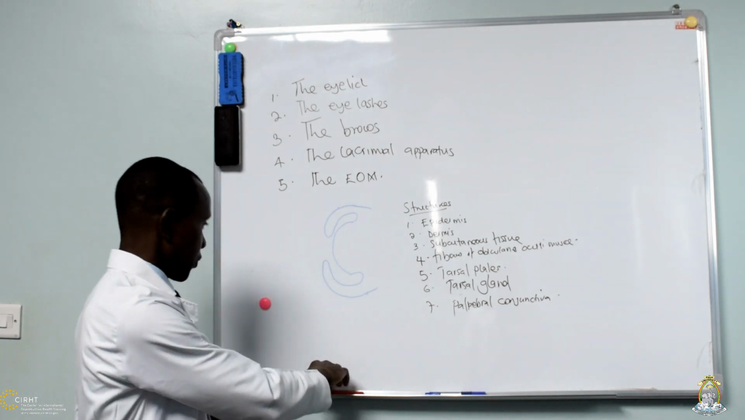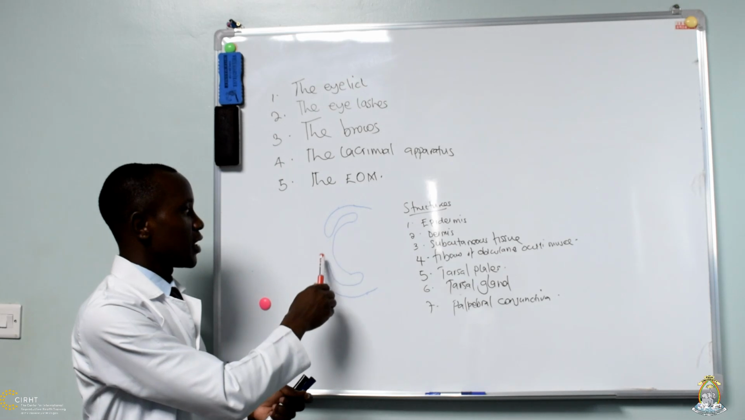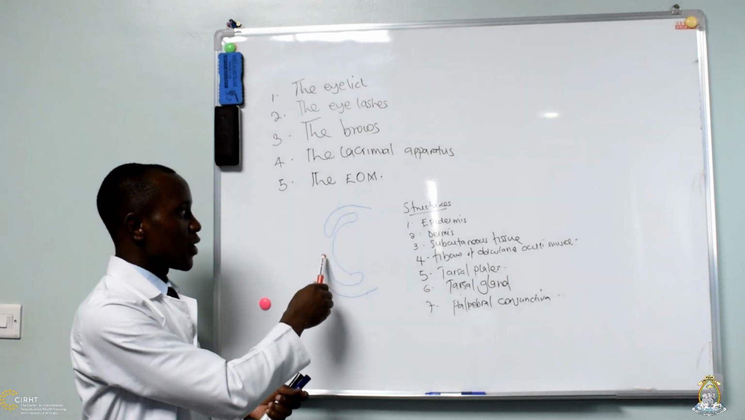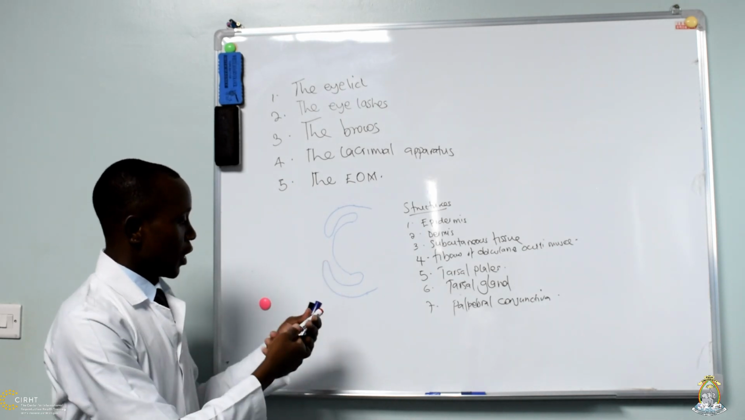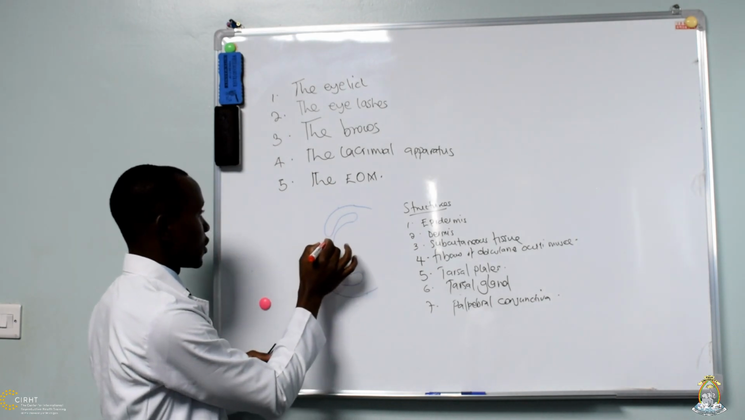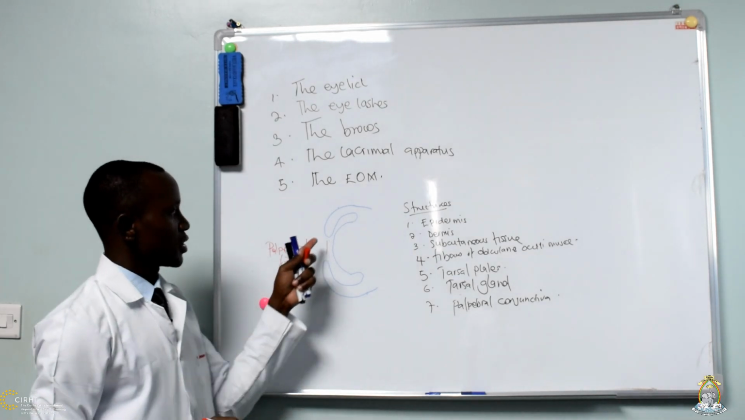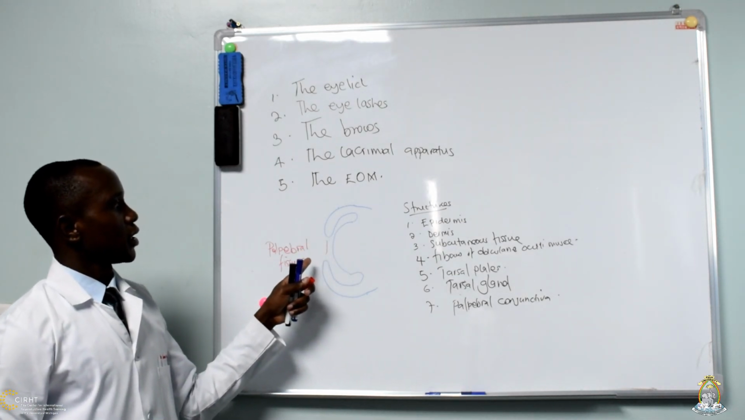Now, we have two eyelids: the upper eyelid and the lower eyelid. There is a space separating the upper from the lower, which is called the palpebral fissure. Within this space, this is what is called the palpebral fissure. The palpebral fissure is just a small space that separates the upper eyelid from the lower eyelid.